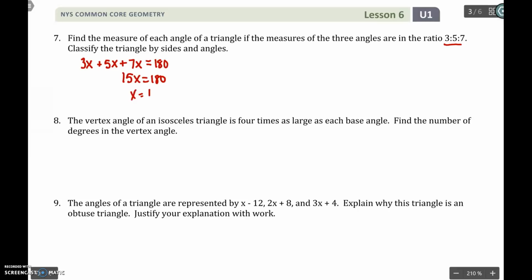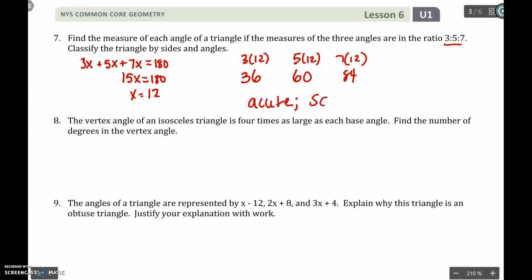you get 12. Okay, and then we're going to substitute back in for each one and figure out the angle measures so that we can classify it. So we have 36, 60, and 84. So all are less than 90, that makes it acute. And they're all different, which makes it scalene.